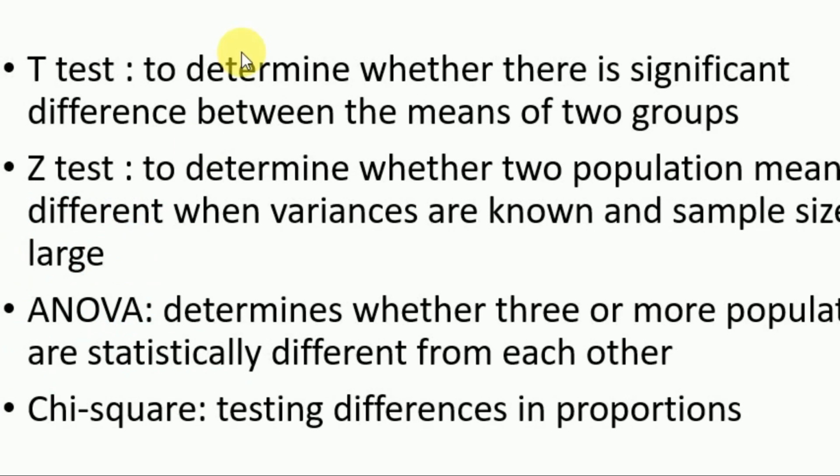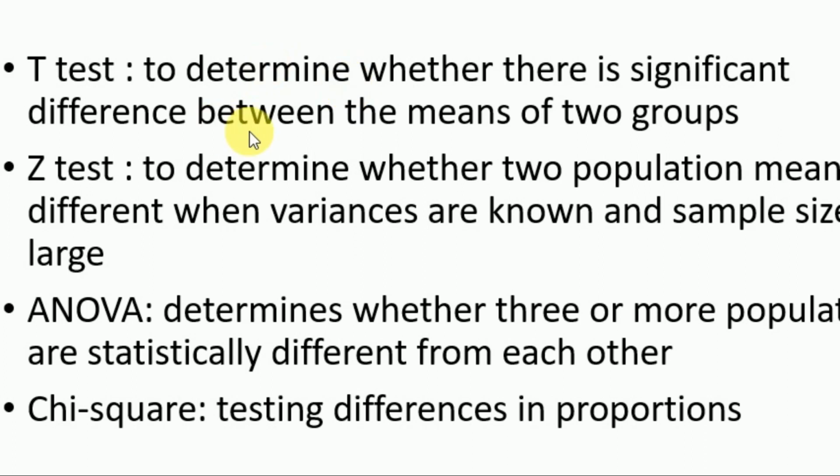T-test. T-test is a parametric statistical test used to determine whether there is significant difference between the means of two groups. That is, T-test is usually done for testing differences between two group means. T-test can be used for two independent groups and also for two dependent groups.